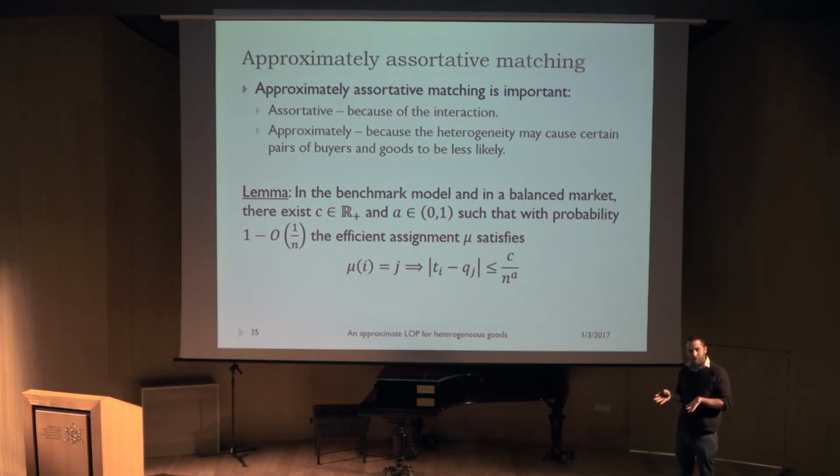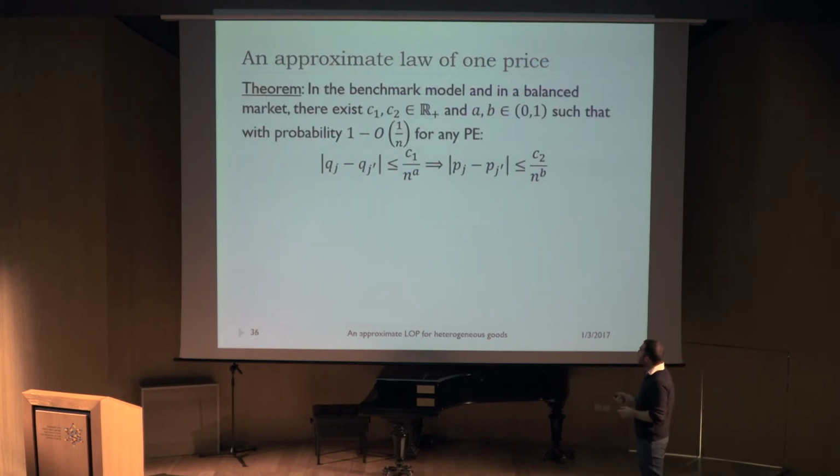That's what you'd expect, okay? You'd expect that high quality goods go to buyers that appreciate quality. And then the law of one price says that if the difference between qualities is not too big, then the difference between prices is not too big. Now tell me what you meant here. You meant that here I'll have a ratio instead of a difference?